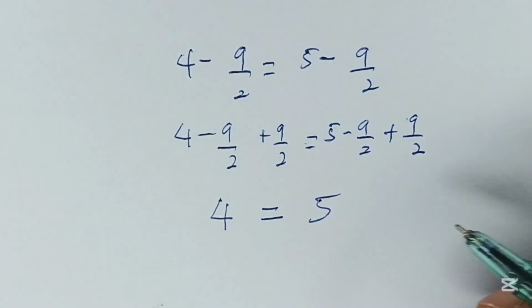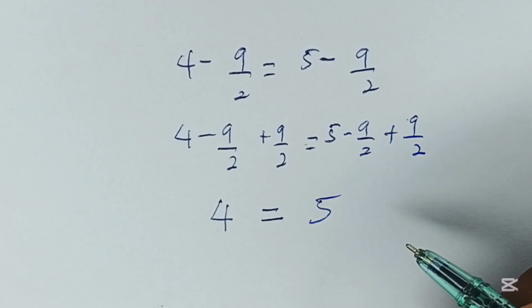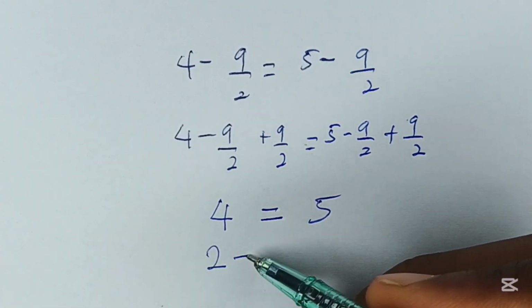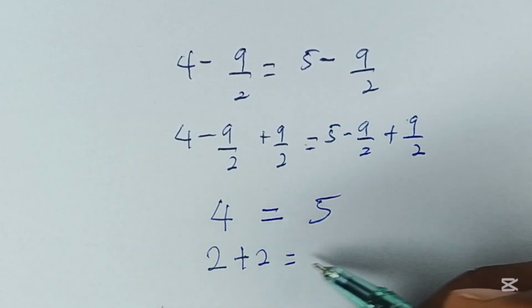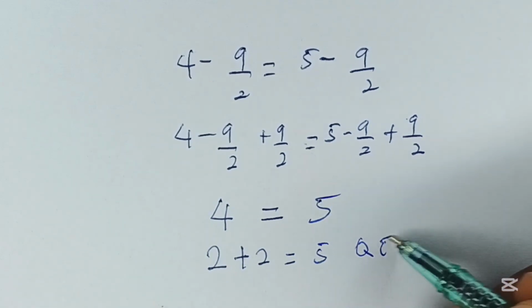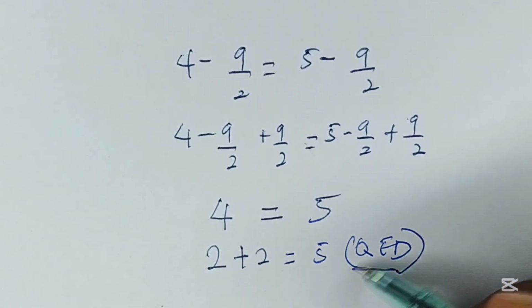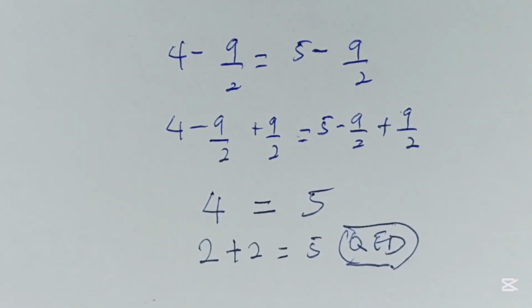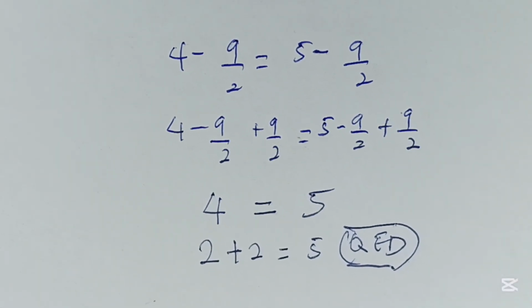to 5. But you're required to show that 2 plus 2 is equal to 5. But we know that 2 plus 2 is equal to 4, right? So we have 2 plus 2 to be equal to 5. Okay? So we've shown that 2 plus 2 is equal to 5. Now you have to spot where I'm wrong. Cheers.